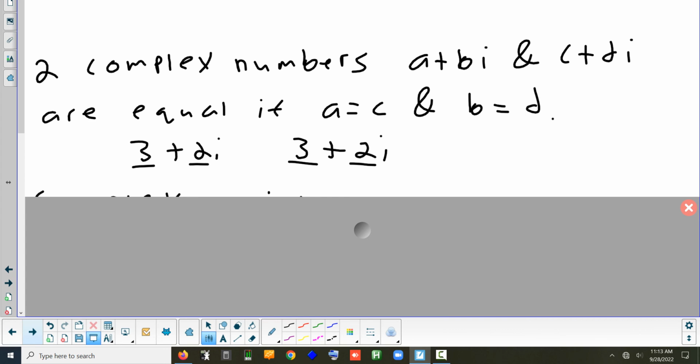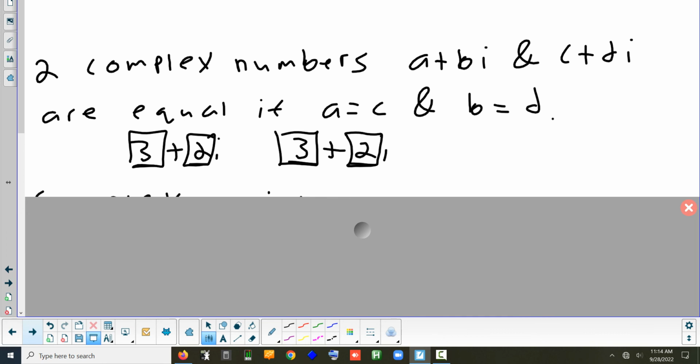So they always just have to be the same exact thing? Yeah. So if you wanted to build a computer program to check if two complex numbers were equal, you'd have to check two things. You'd have to say, okay, check the first number and see if it matches the first number. Check the second number and see if it matches the second number. You can't just check one of them. You have to check both.